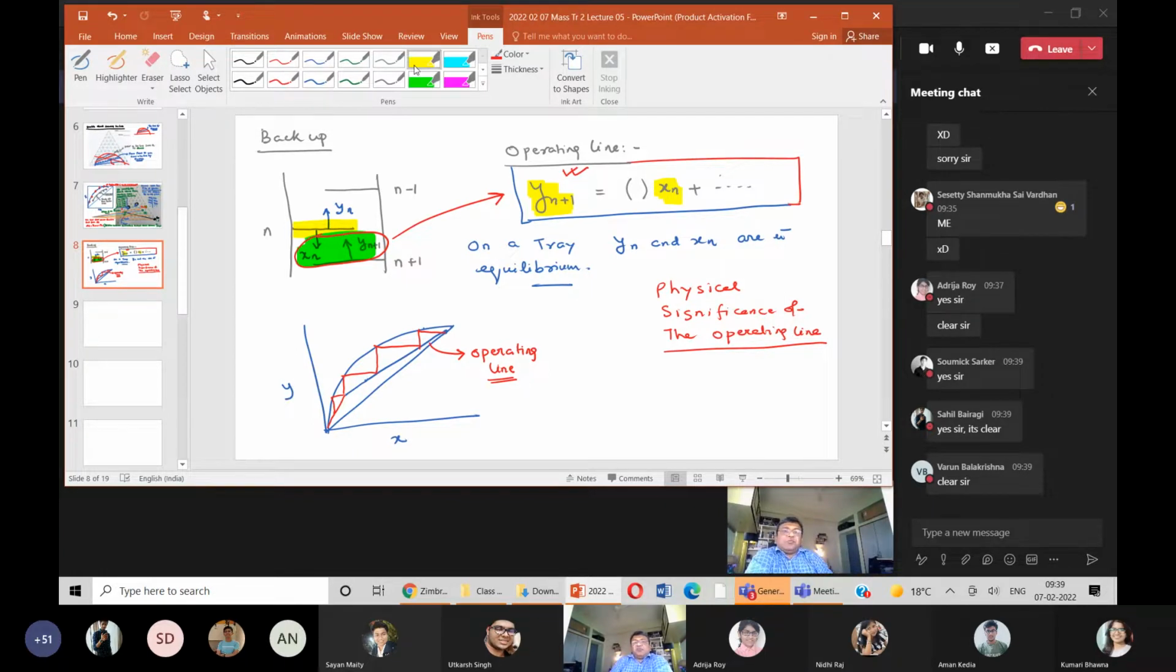There is also another very small thing. I told these three, so I should tell all of you. The way you have learned that for a distillation column, this is the first stage, this is the second stage, this is the third stage, this is the fourth stage, right? Yes or no? This is the McCabe-Thiele method.